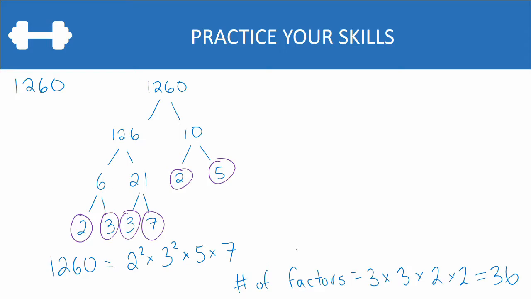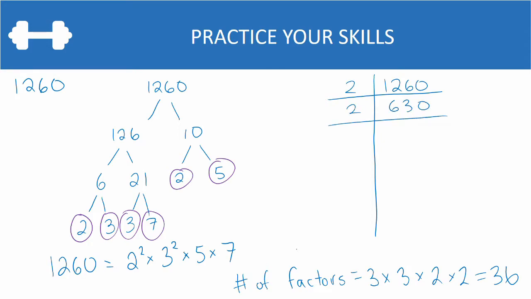There are 36 numbers that divide evenly into 1,260. So now I'm going to show you how to do repeated division for this process. And I could pick any prime number to go into 1,260. I know this ends in a 0, so I'm going to choose 2. And when 2 goes in, it leaves 630.